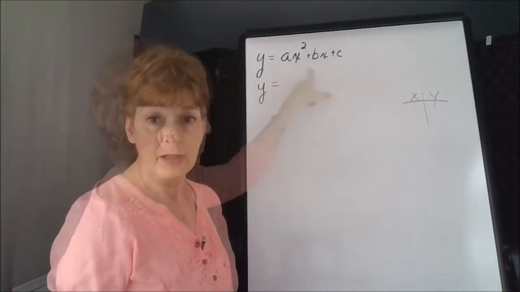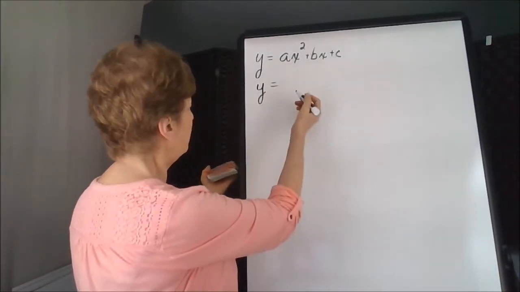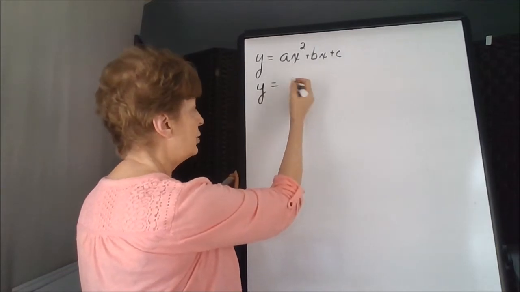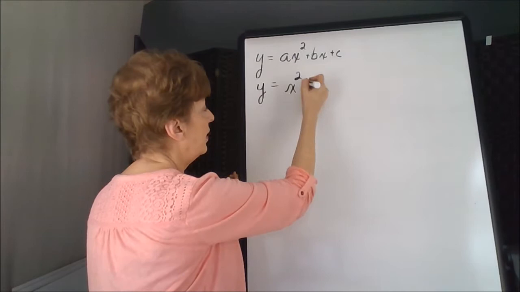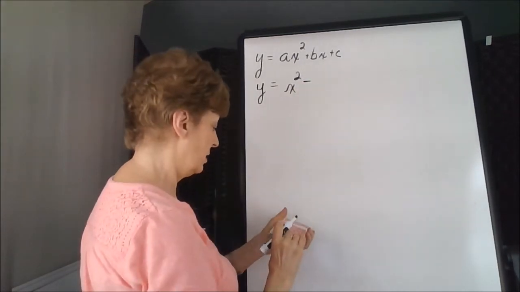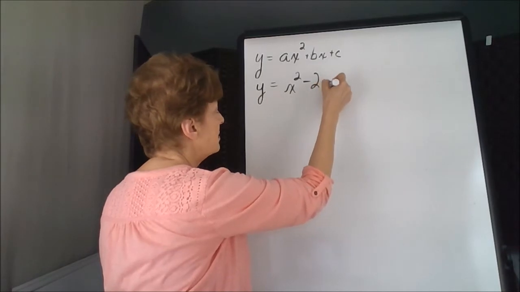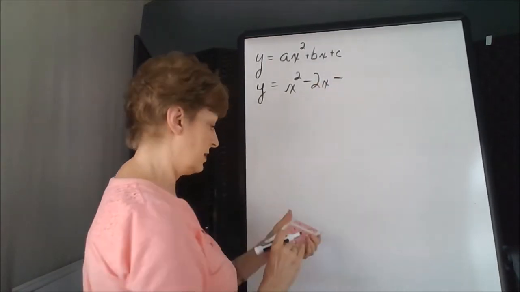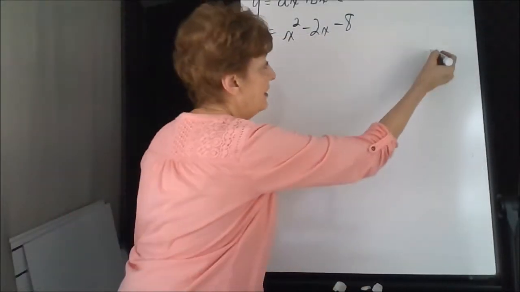This is in standard form. Let's actually make a problem here so we can work it. Our a term will be 1, so we'll just go x squared, minus 2 for our b, 2x, minus 8. Our constant is 8.